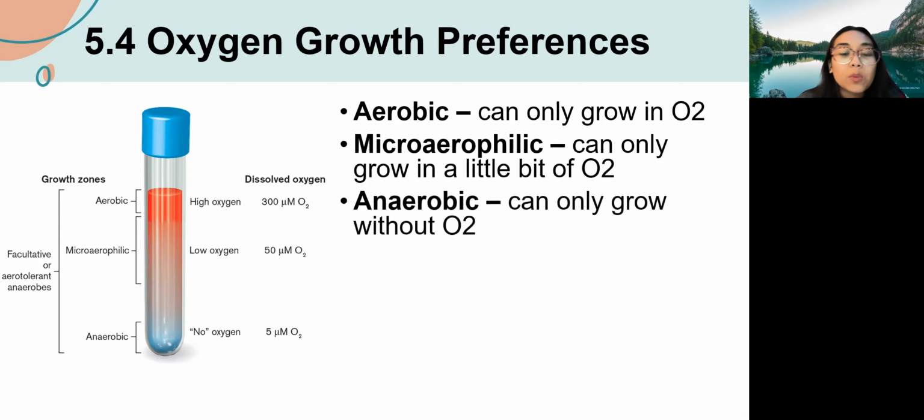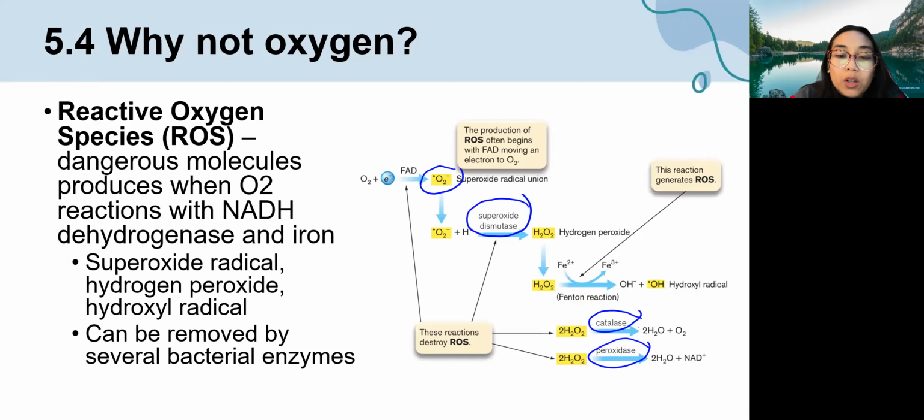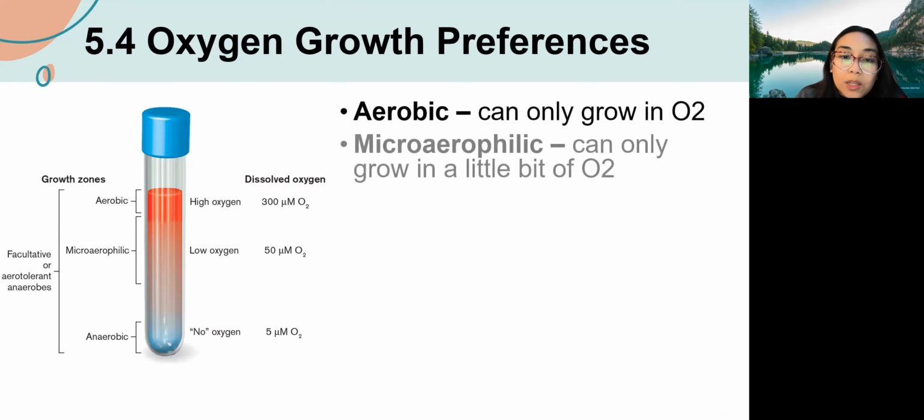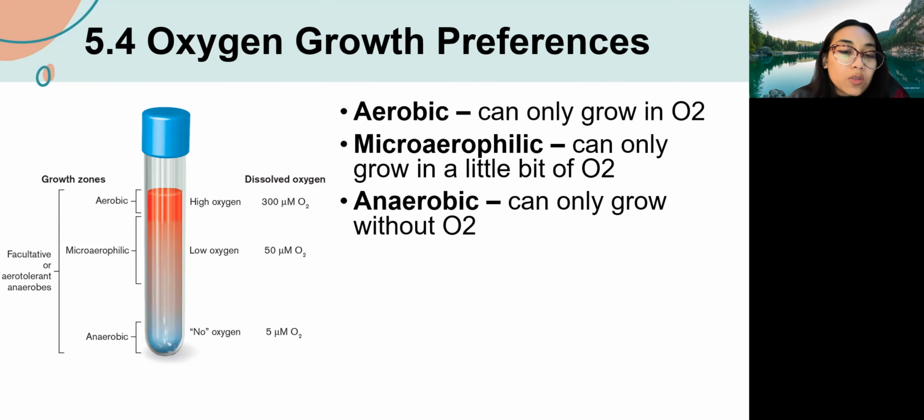Then we have the anaerobes. The anaerobes absolutely cannot grow in oxygen. They will die. So those are probably the ones that don't have these enzymes, superoxide dismutase, catalase, or peroxidase. It probably doesn't have one or either or any of them. And so they will die in the presence of oxygen. So those anaerobes cannot grow in oxygen.